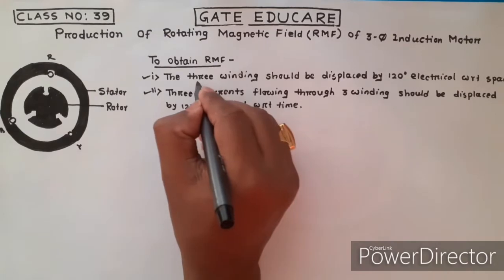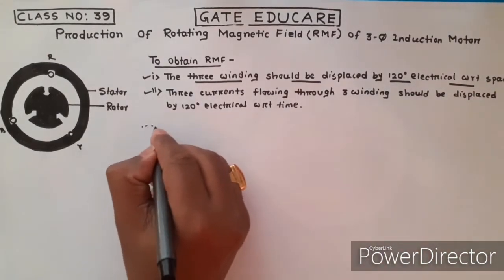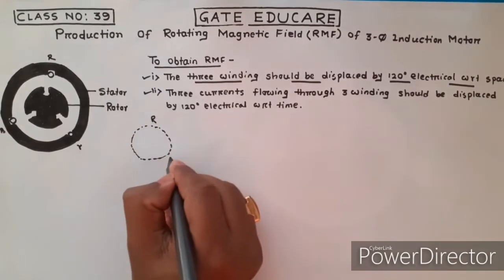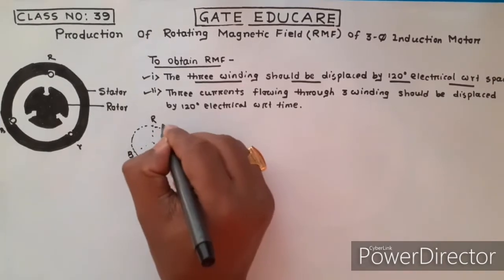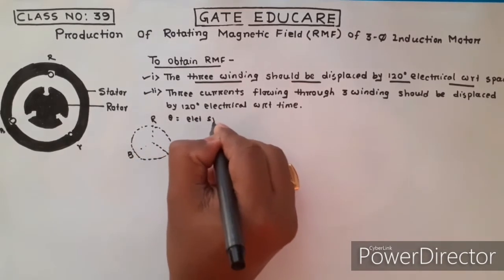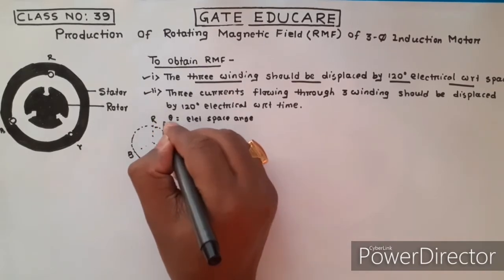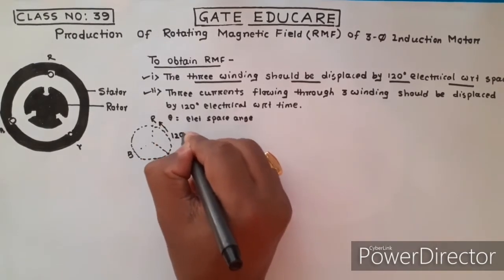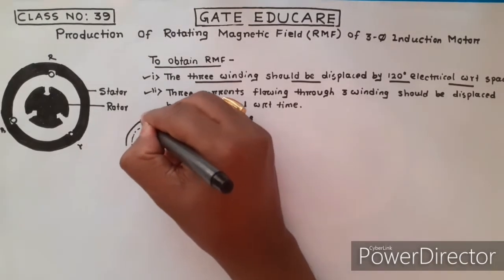Since the three windings should be displaced by 120 degree electrical, if I draw the three-phase winding, suppose this is the R phase winding, this is the Y phase winding, this is the B phase winding, and theta is the electrical space angle. If R phase is at an angle of theta, then the phase difference between R and Y should be 120 degree. This angle should be 120 degree and this angle should be 120 degree.